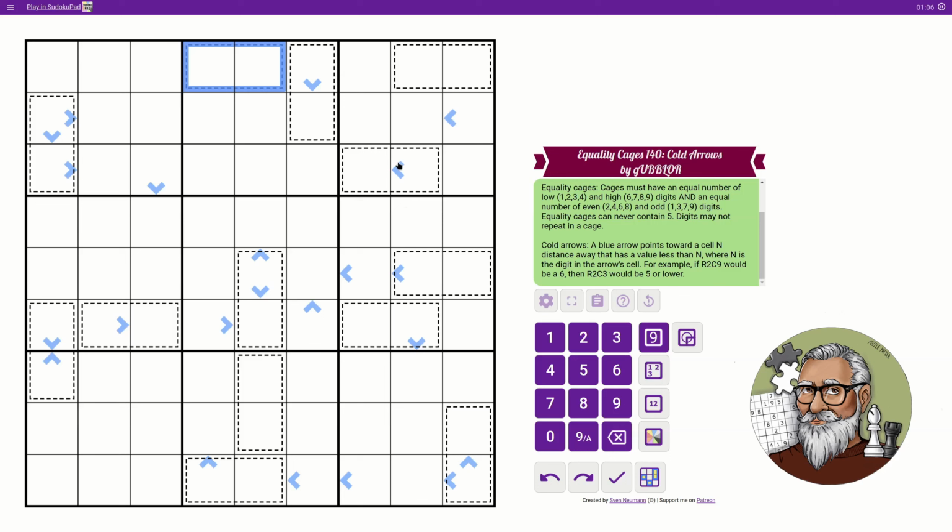Cold arrows. A blue arrow, all of the arrows are blue, a blue arrow points toward a cell n distance away that has a value less than n, where n is the digit in the arrow's cell. Right, luckily there is an example. For example, if row 2, column 9, which has an arrow pointing to the left, would be a 6, then row 2, column 3 would be 5 or lower, right, because that's 6 digits away, 1, 2, 3, 4, 5, 6, and it has to contain a digit less than 6.